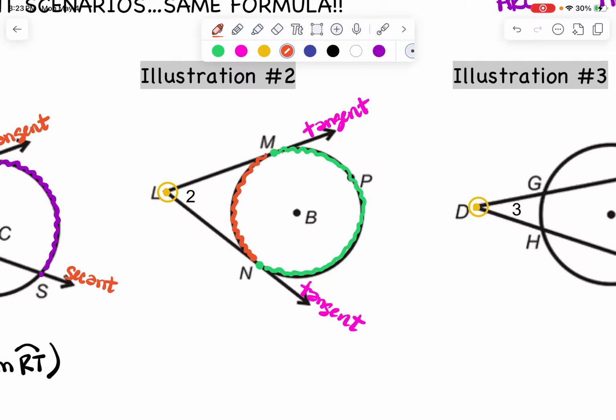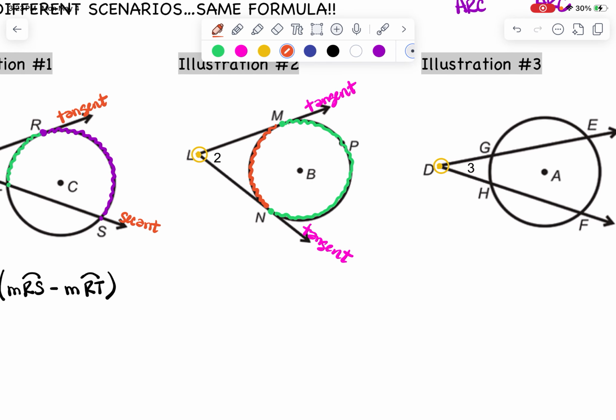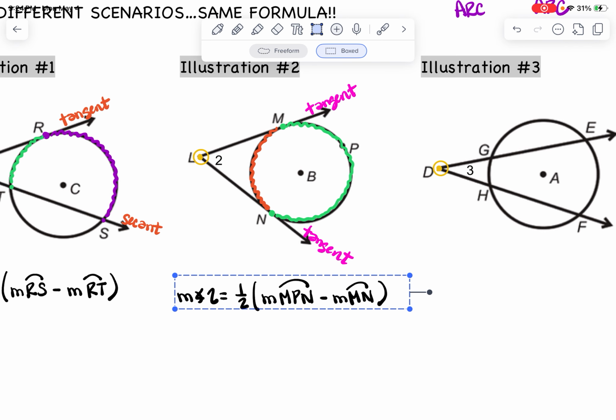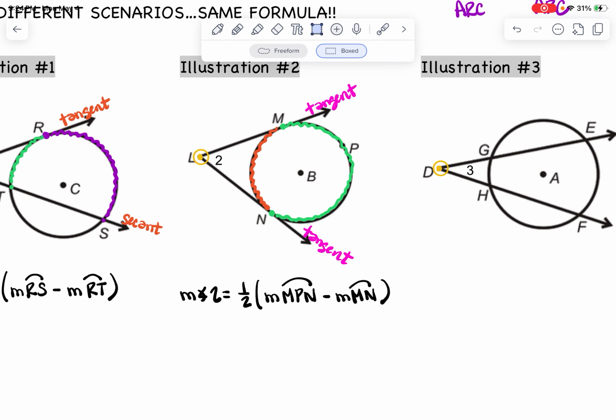Okay, so when we do arc minus arc, you just have to find the arcs that we're actually looking for. So if I was doing this problem, I would say the measure of angle 2 is half the measure of arc MPN, because that's our major arc, minus the measure of arc MN, right, furthest minus closest, because it has to be biggest minus smallest. Okay, and that would be the formula we would use to find the measure of angle 2.